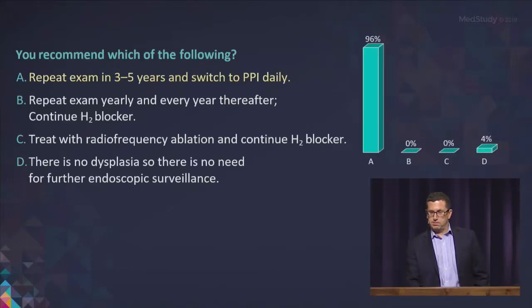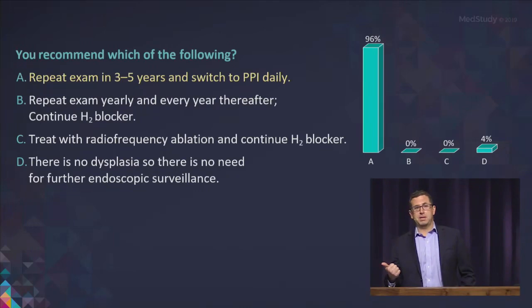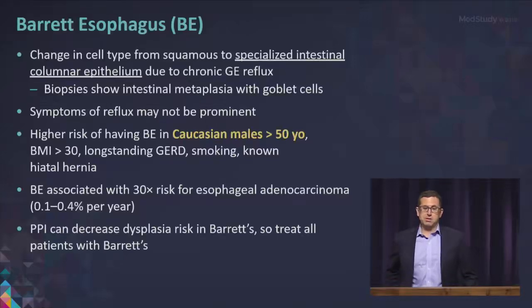All right, let's see. Great, everyone got that. So obviously you need to follow these patients, and the guidelines are to repeat it in 3 to 5 years. If there is dysplasia, it may have to be done earlier. And the other issue is you want to put the person on PPI because that could actually decrease the risk of dysplasia going forward. So, Barrett's esophagus.